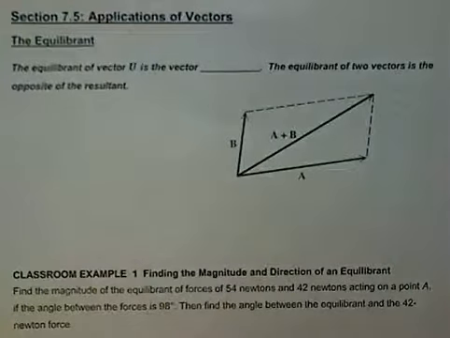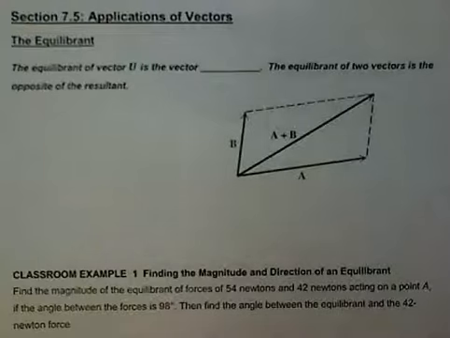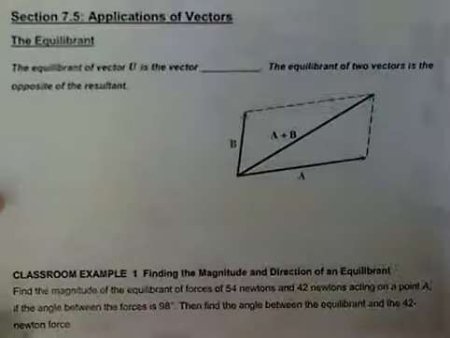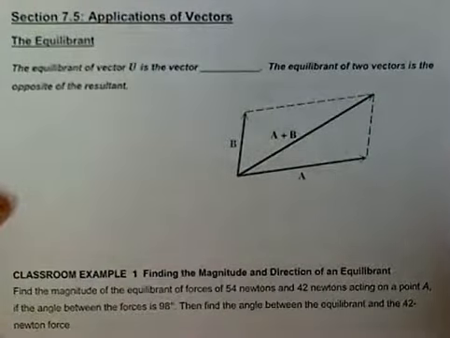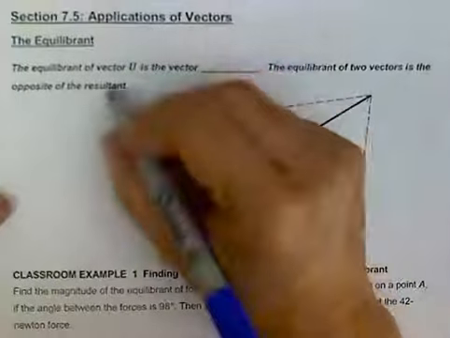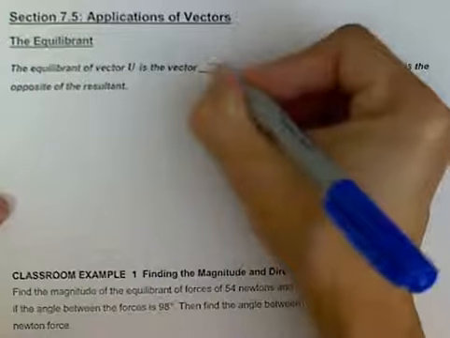This is the video for section 7.5. In this one, we're talking about applications of vectors. The first application we can talk about is called the equilibrant. So the equilibrant of any vector is just the opposite of the vector.